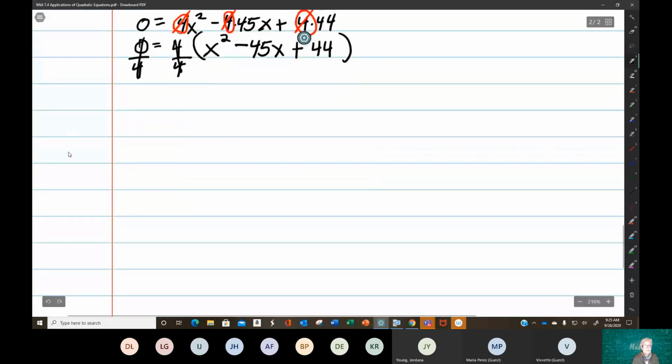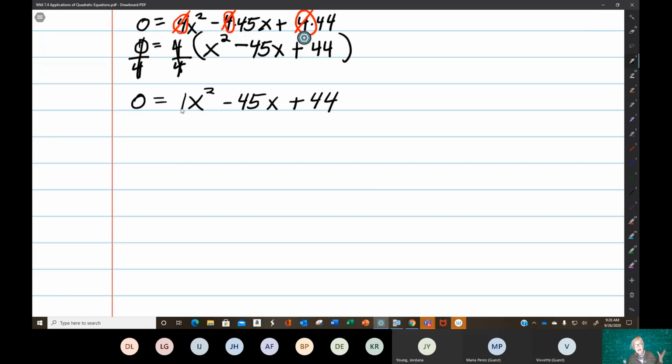So 0 divided by 4 is 0. These 4's cancel, and I'm left with x squared minus 45x plus 44. And the fact that there's an invisible 1 in front of the x squared means that I do not have to use the AC method to solve this. I can use factoring easily.